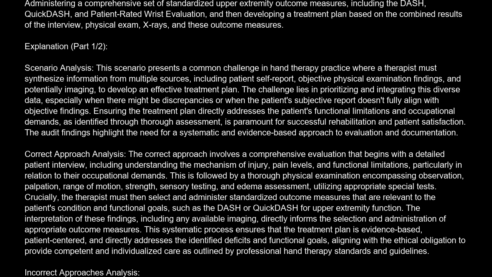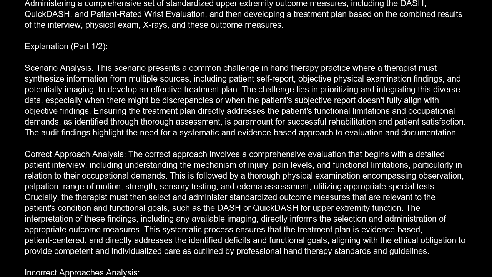Correct approach analysis. The correct approach involves a comprehensive evaluation that begins with a detailed patient interview, including understanding the mechanism of injury, pain levels, and functional limitations, particularly in relation to their occupational demands. This is followed by a thorough physical examination encompassing observation, palpation, range of motion, strength, sensory testing, and edema assessment, utilizing appropriate special tests. Crucially, the therapist must then select and administer standardized outcome measures that are relevant to the patient's condition and functional goals, such as the DASH or Quick DASH for upper extremity function.